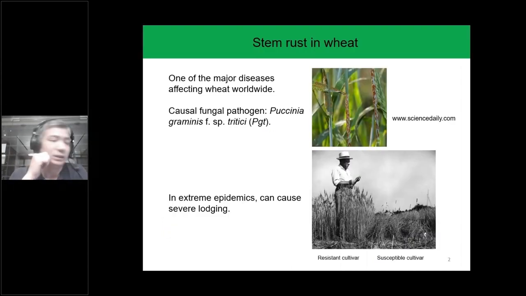Stem rust is one of the most important diseases in wheat worldwide, and this disease is caused by a fungal pathogen, Puccinia graminis tritici. In some extreme epidemics, it can cause severe lodging and yield losses. Stem rust was under control for many years until the end of the 20th century.